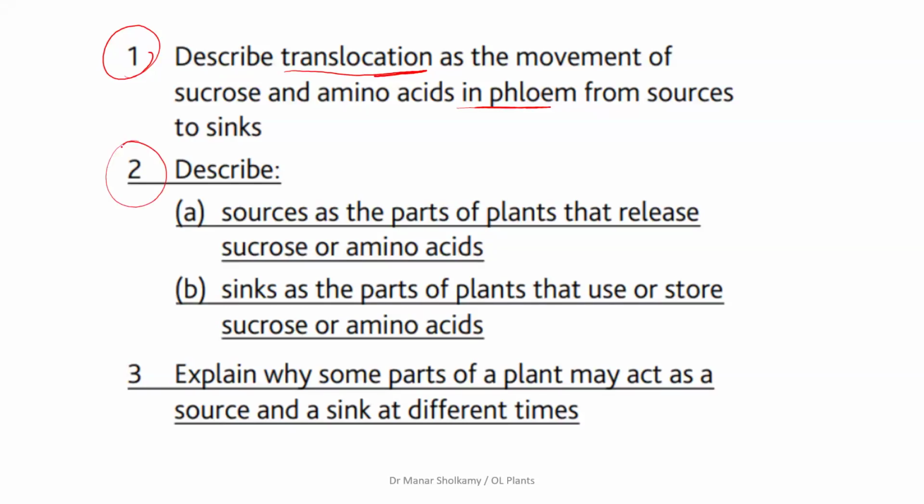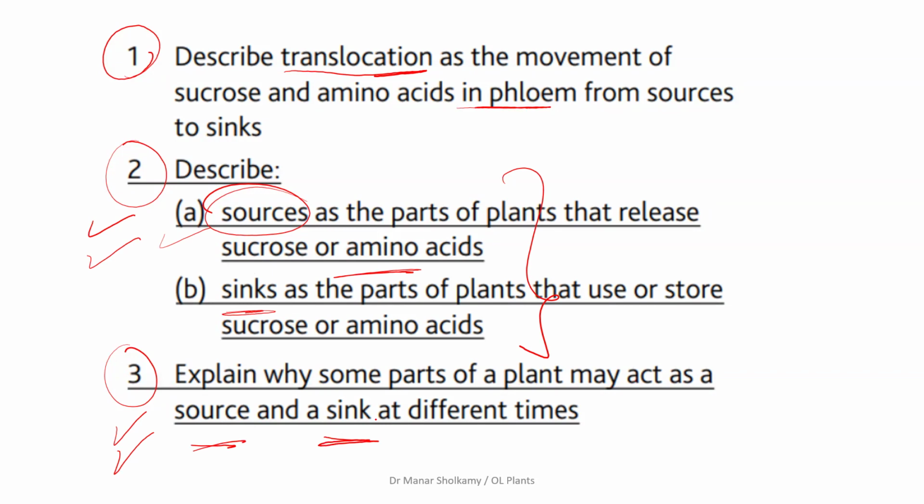And then those 2 points, 2 and 3, are the 2 objectives that were added to the new syllabus, describing what is a source and what is the sink. Sources are the parts of plants that release sucrose or amino acids, and sinks are the parts of the plants that use or store sucrose and amino acids. We will explain objective 2 today and objective 3. Explain why some parts of a plant may act as a source and the sink at different times. If you have your notes in front of you, they will really help you.